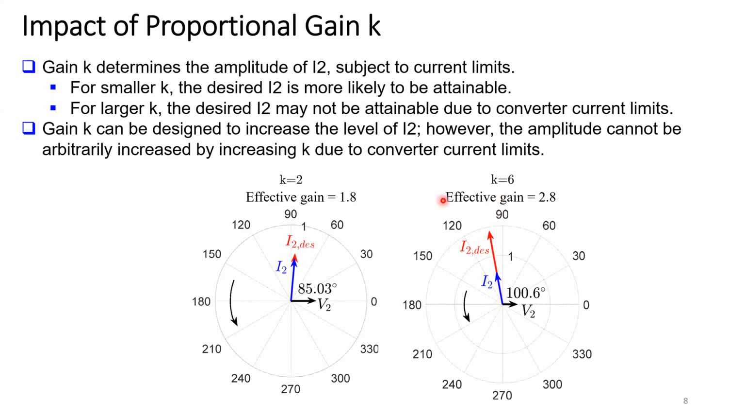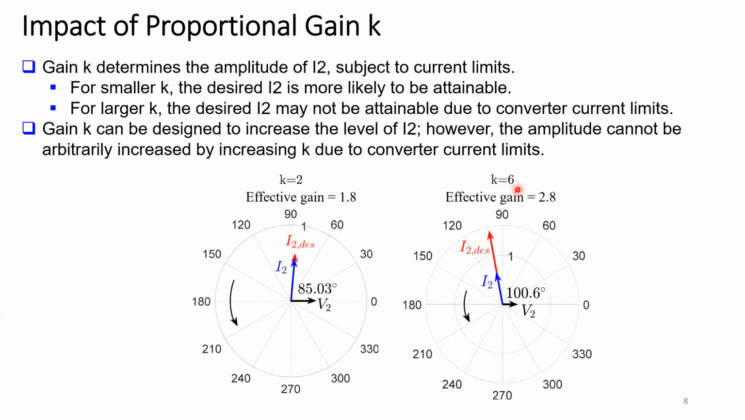To illustrate this, we consider two examples. One, the lowest gain of K equal 2, and the other, the highest gain of K equal 6. Under K equal 2, the desired amplitude of negative sequence current does not very much exceed the converter current limit, and therefore the actual delivered negative sequence current amplitude is close to the desired value. So the effective gain, which is the ratio of the actual I2 to V2, is close to the desired gain of K equal 2.